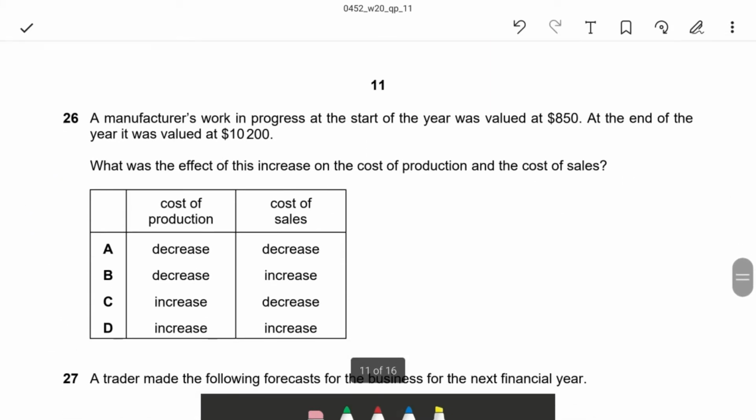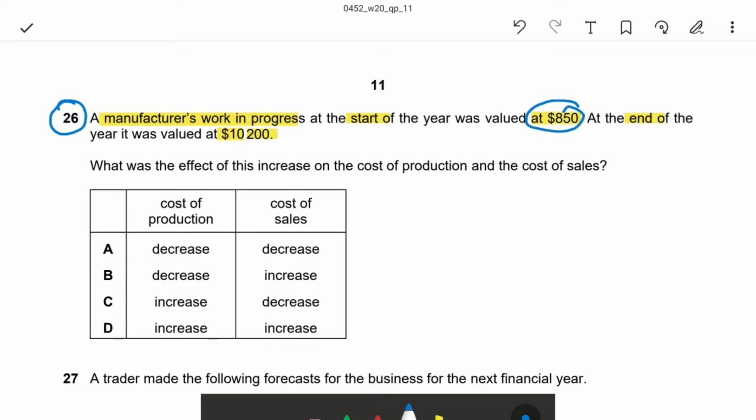Question number 26. A manufacturer's work in progress at the start of the year was valued at $850. That is the opening work in progress. At the end, it was 10,200. Closing work in progress is 10,200 while opening is 850.